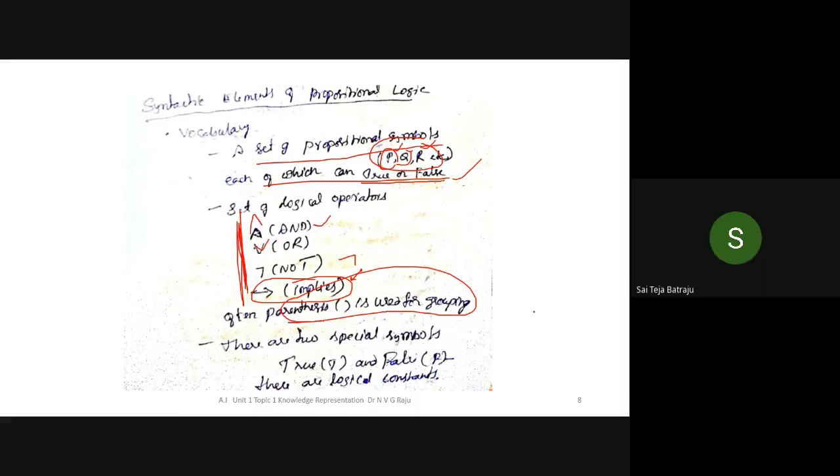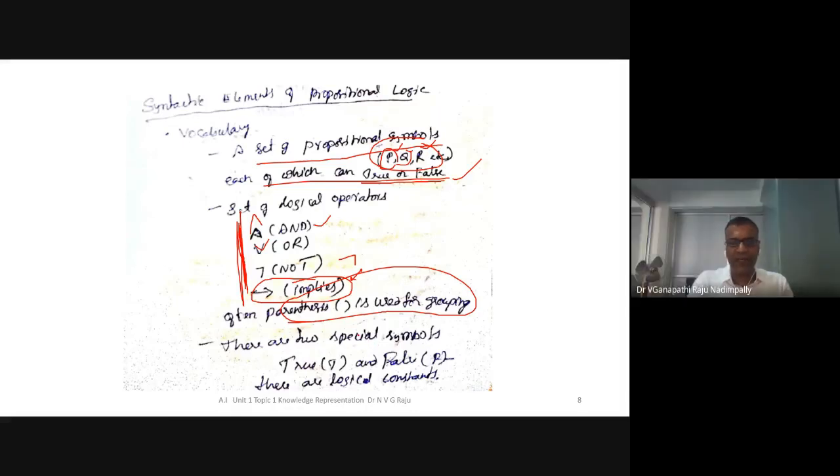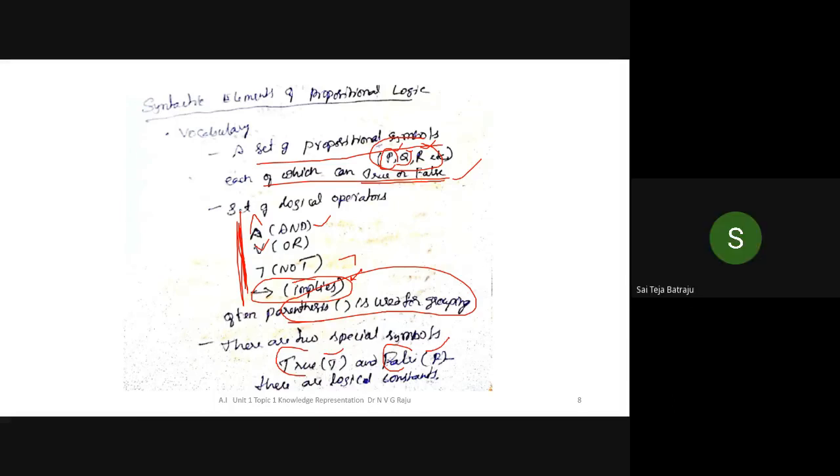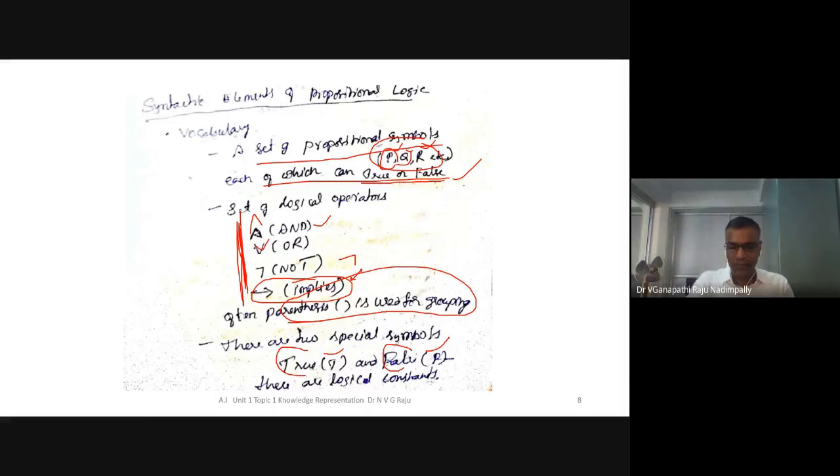Sometimes we'll also use some special symbols. To represent true, I am going to use T. To represent false, I'm going to use F. Till now, is it okay? Yes, sir. Very good.